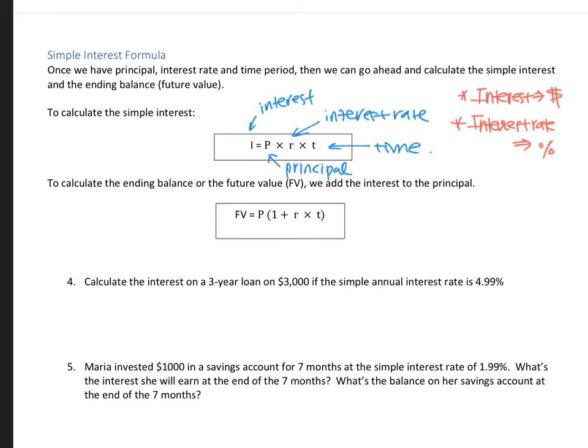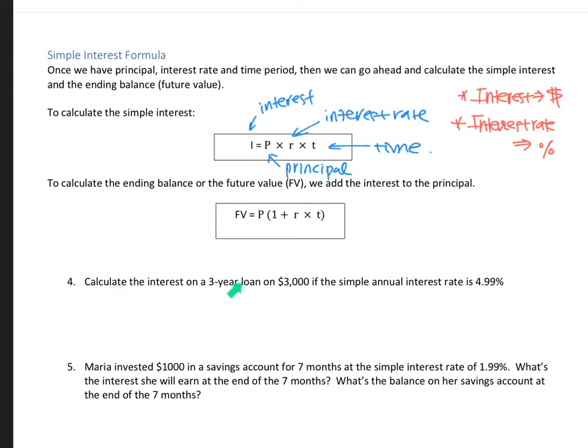All right, so I basically take how much you're borrowing times the interest rate. Is it 10%? Is it 20%? Times time. Are you borrowing it for 2 years? Then it'll be 2. Are you borrowing for 6 months? Then it'll be 0.5. So once you multiply all that, it'll get you how much interest you have to pay. To calculate the ending balance or the future value, we add the interest to the principal. So this is the formula. This just becomes the distributive property, but this is what we use. Okay. All right, so let's look at number 4.